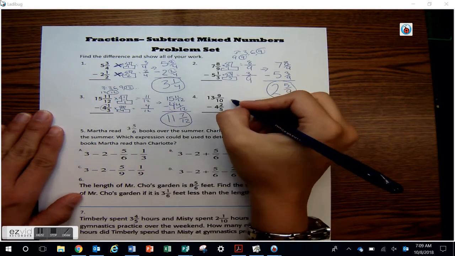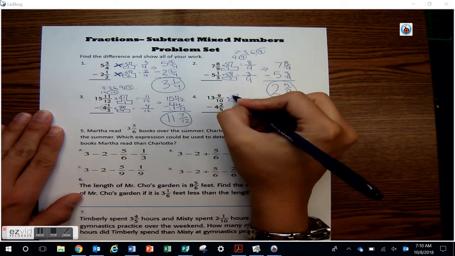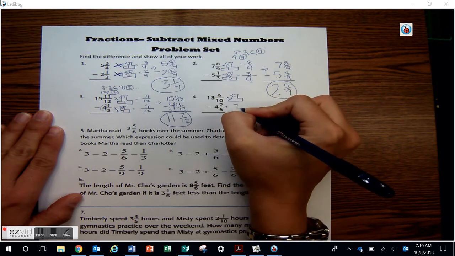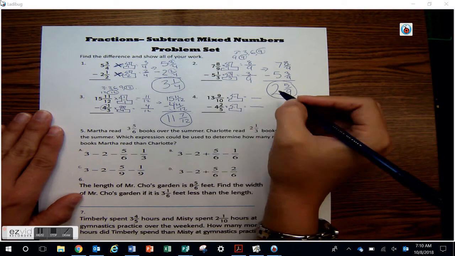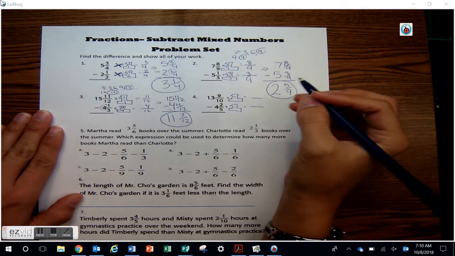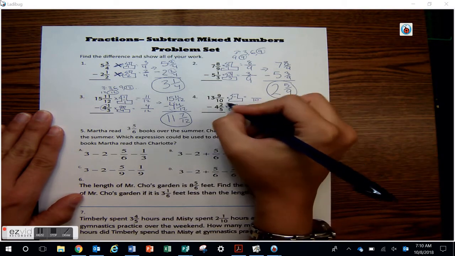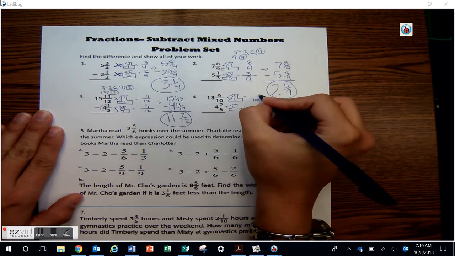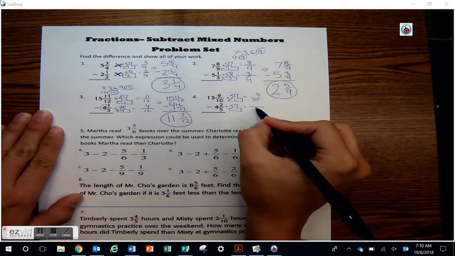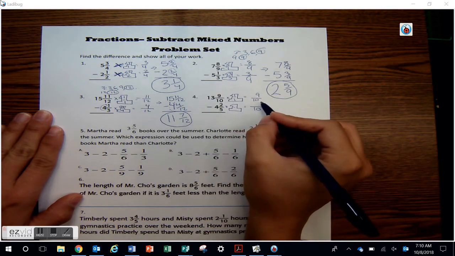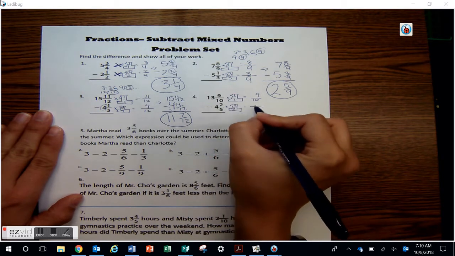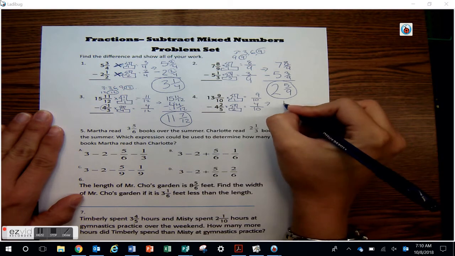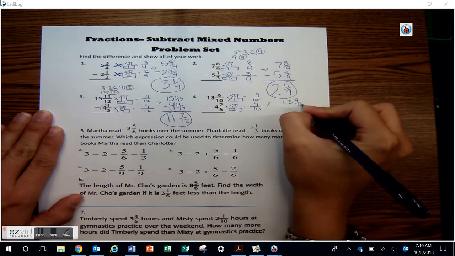There we go. Okay, again, let's find that common denominator. We need the same size pieces if we're going to add or subtract. It does not matter for multiplication, but it matters for addition and subtraction. Our common denominator is going to be 10. 10 times 1 is 10. 9 times 1 is 9. I know I can use 10 because 5 and 10 can both multiply to be 10. 5 times 2 is 10. 2 times 2 is 4. Rewrite my problem as 13 and 9/10 minus 4 and 4/10.